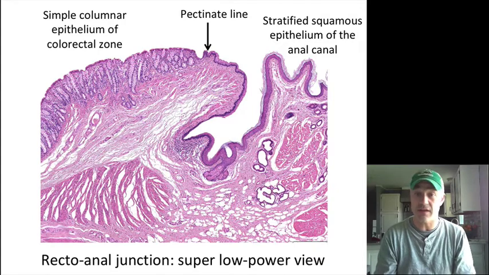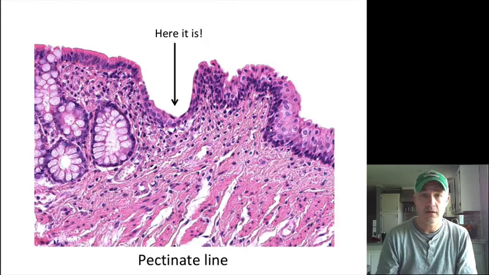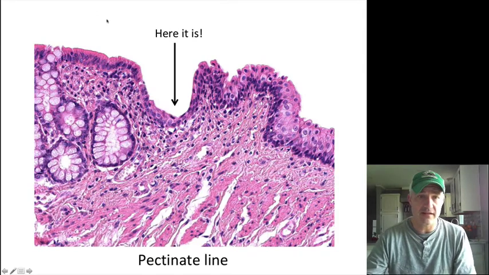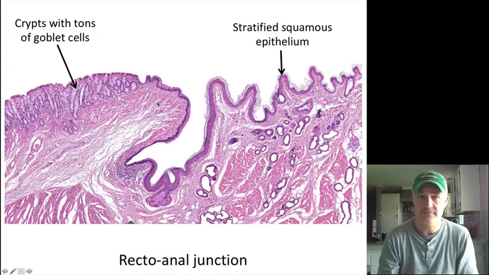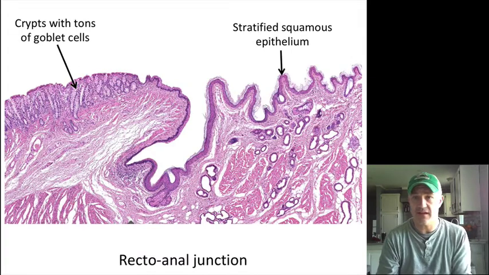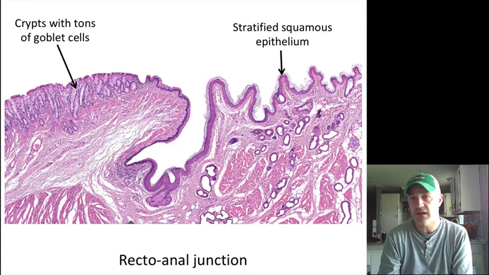There's a good chance I'll show you that one and expect you to know the name of it. And again, you can see the columnar epithelium gets right here, boom, change. Lots of goblet cells, no goblet cells. So again, a really interesting junction on that one.